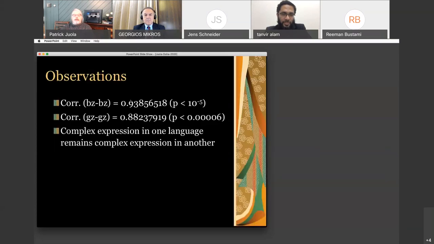And again, we see an extremely high correlation between the English and Arabic complexity. A complex expression in one language remains a complex expression in the other language. That is to say, people who write complexly in English also write complexly in Arabic.